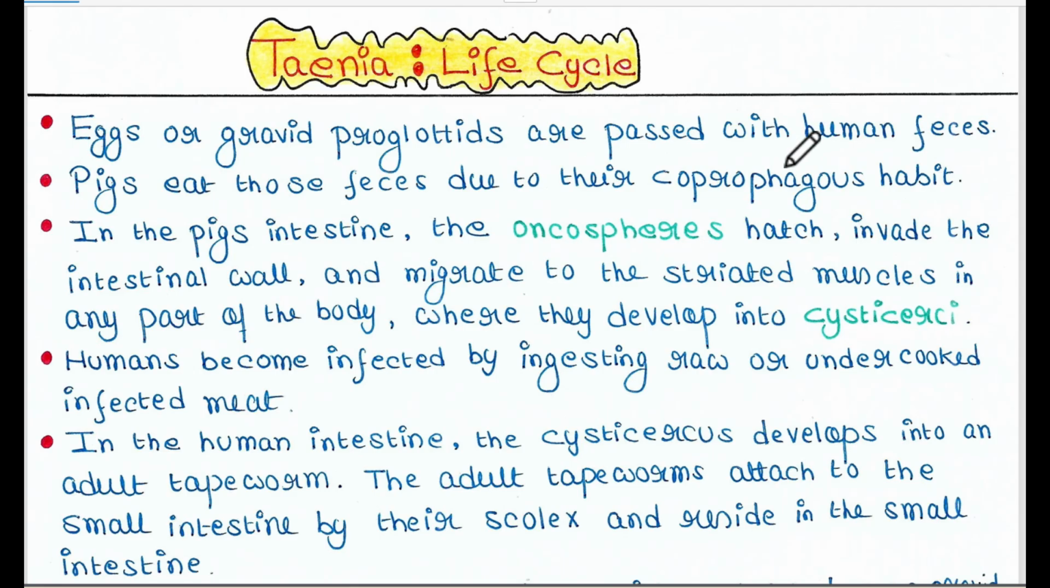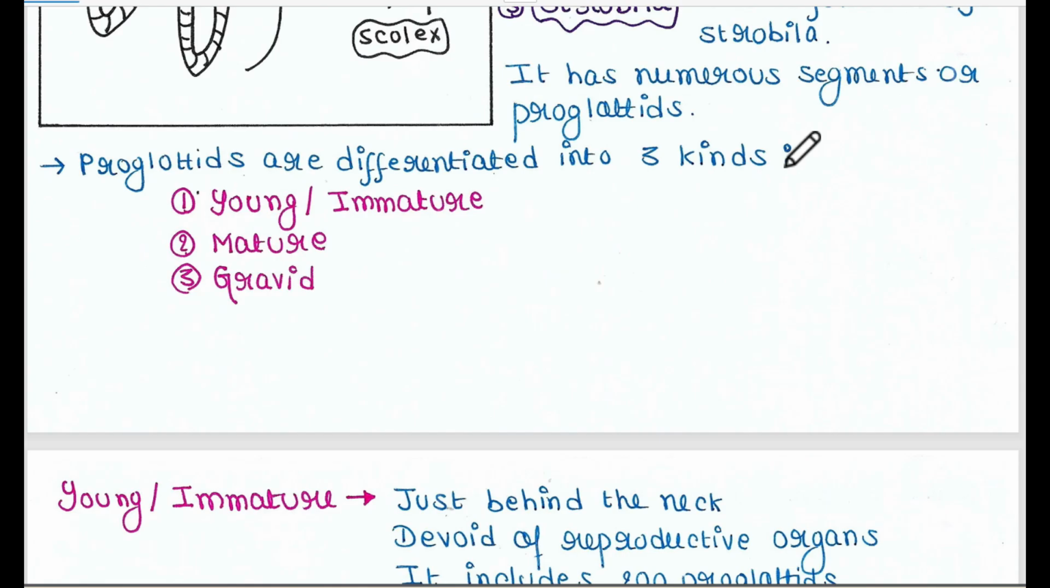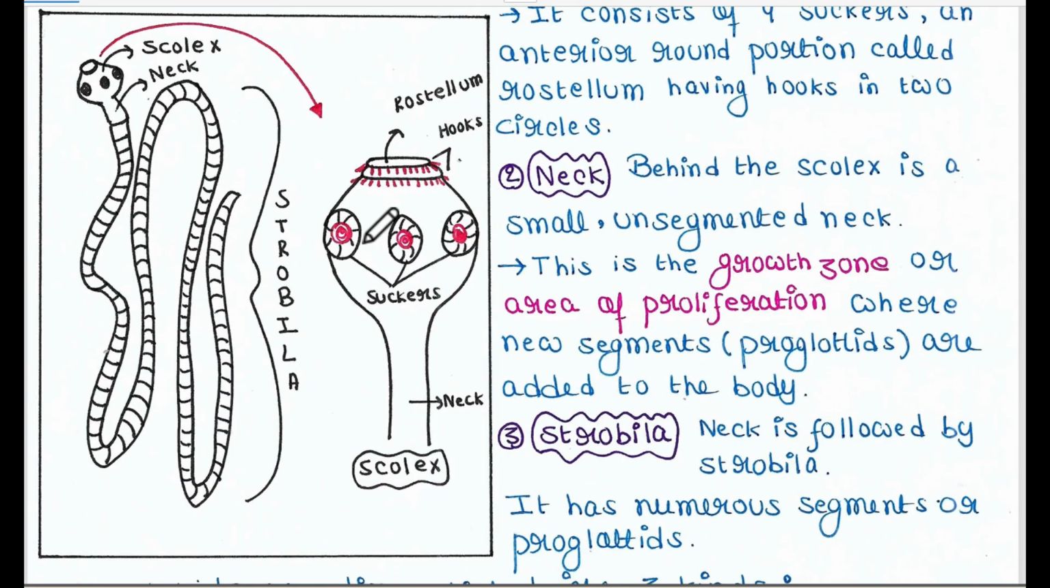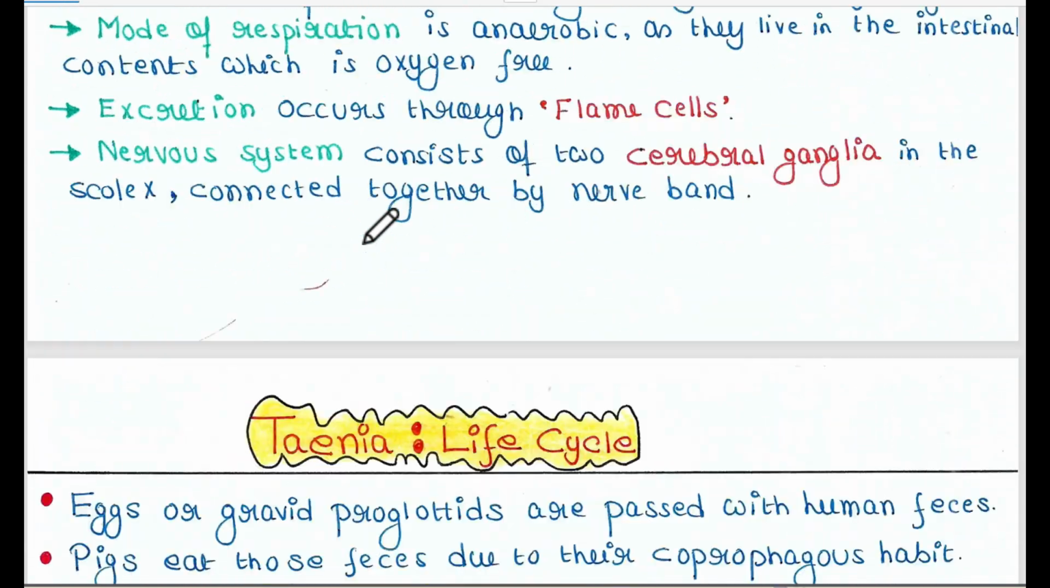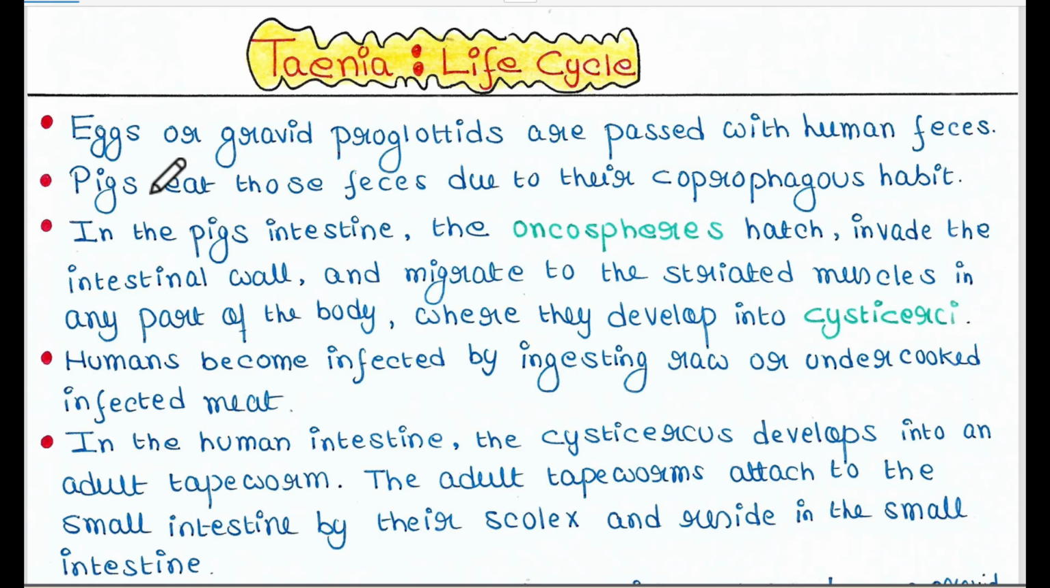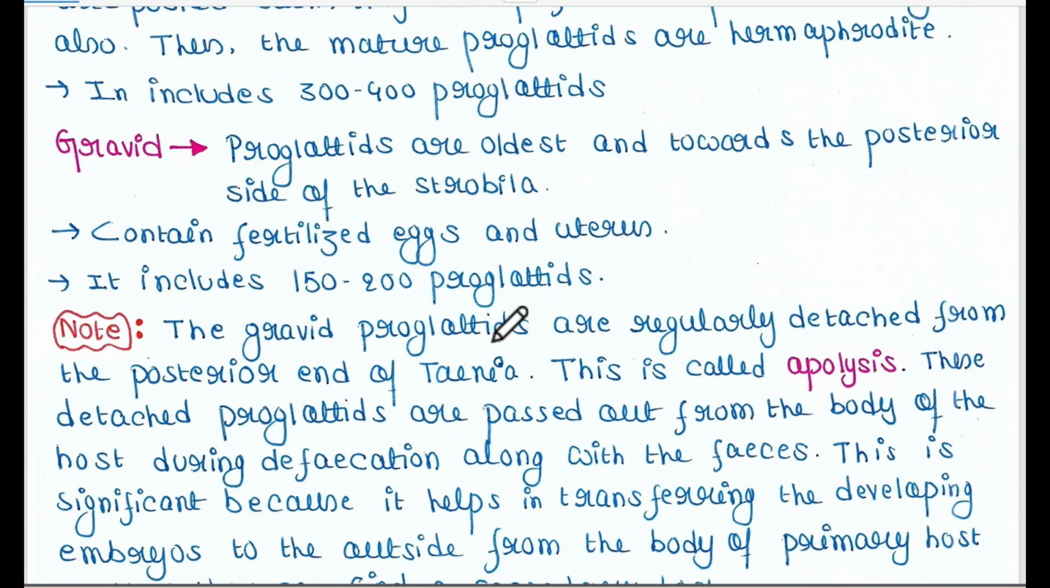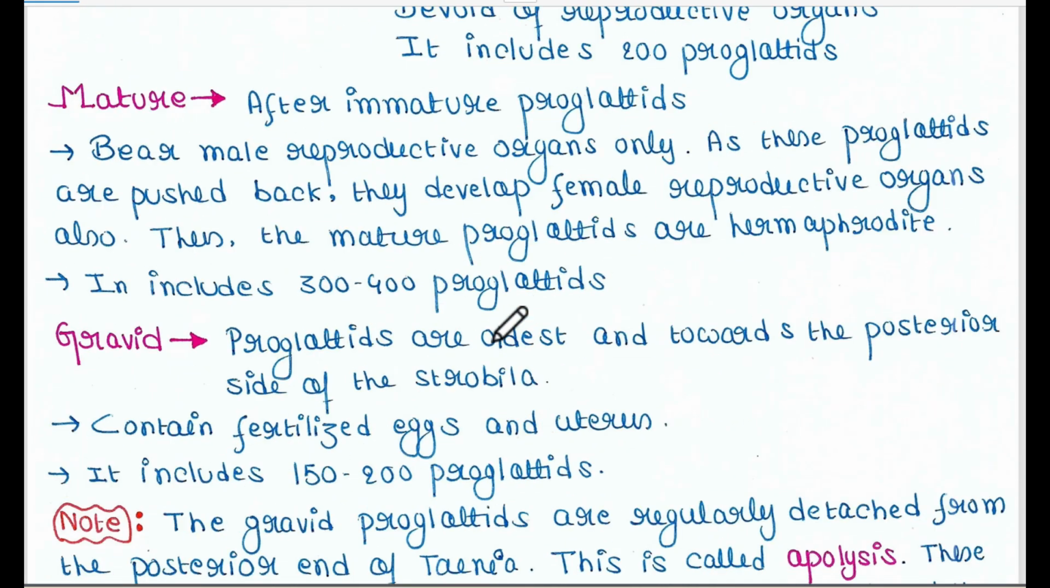Okay, so in our last lecture, we have seen the structure of Taenia. Today we will see its life cycle. So eggs or gravid proglottids are passed with human feces. So we have seen what is gravid proglottid. These proglottids are basically present at the posterior end of the body and they are full of fertilized eggs.